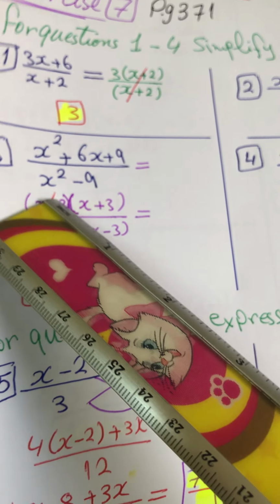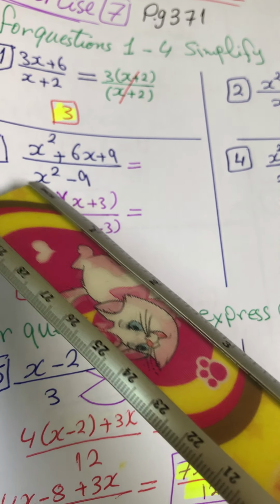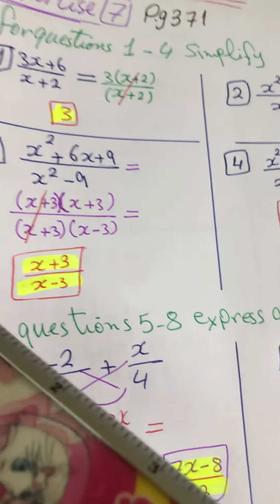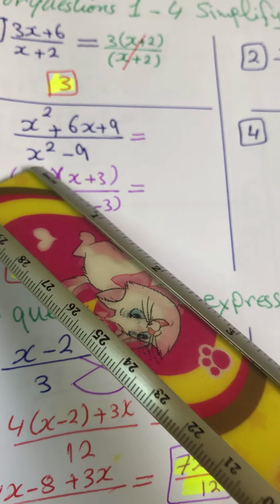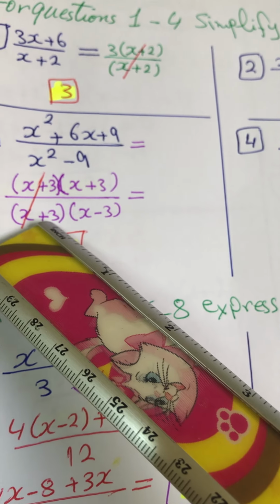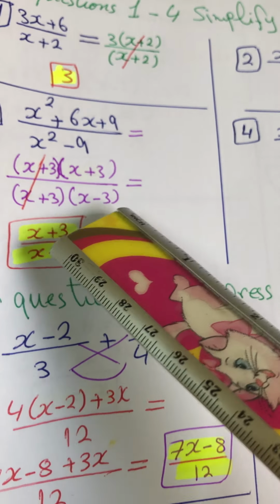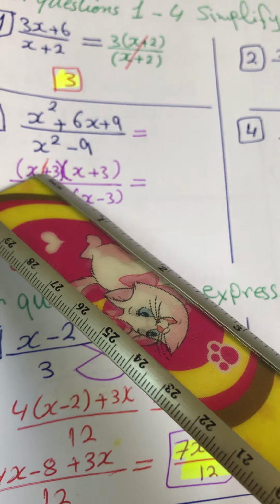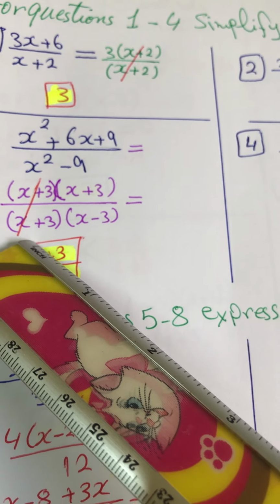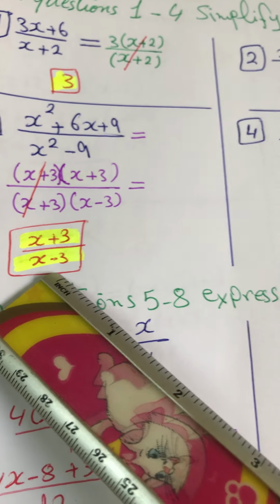And down, I have a square minus a square. So I'll open two brackets, fill them the same, but one contains a negative sign and one contains a positive sign. So factorizing x squared is x times x, brackets plus, brackets minus, and 9, the square root of 9 is 3 and 3. Now I have up x plus 3 over x plus 3 down. Cancel them, give me 1. What's left? x plus 3 over x minus 3. I cannot cancel them with each other.